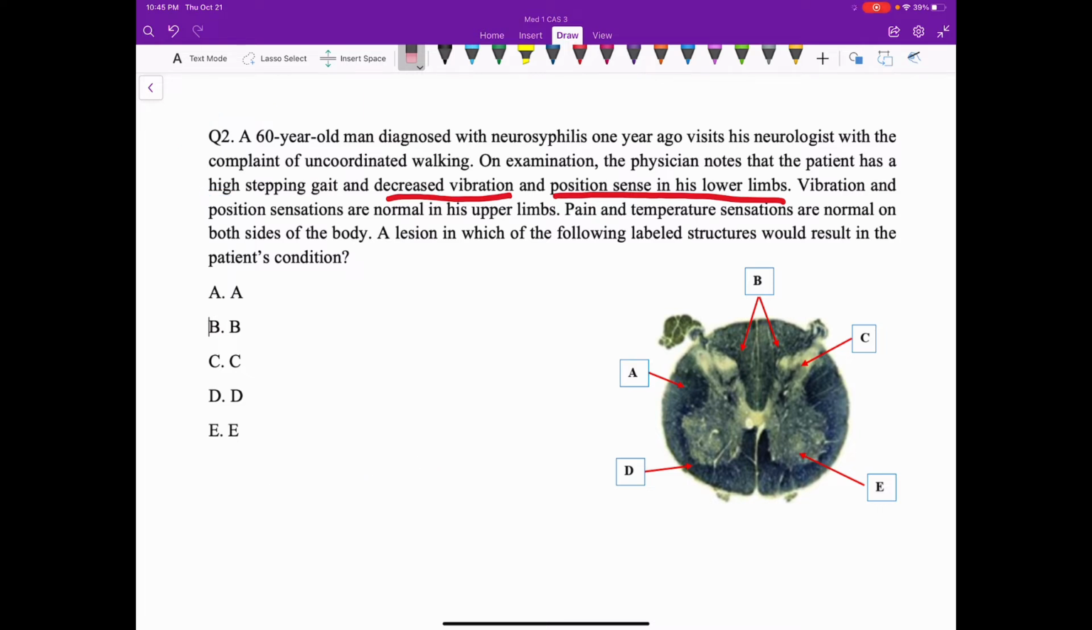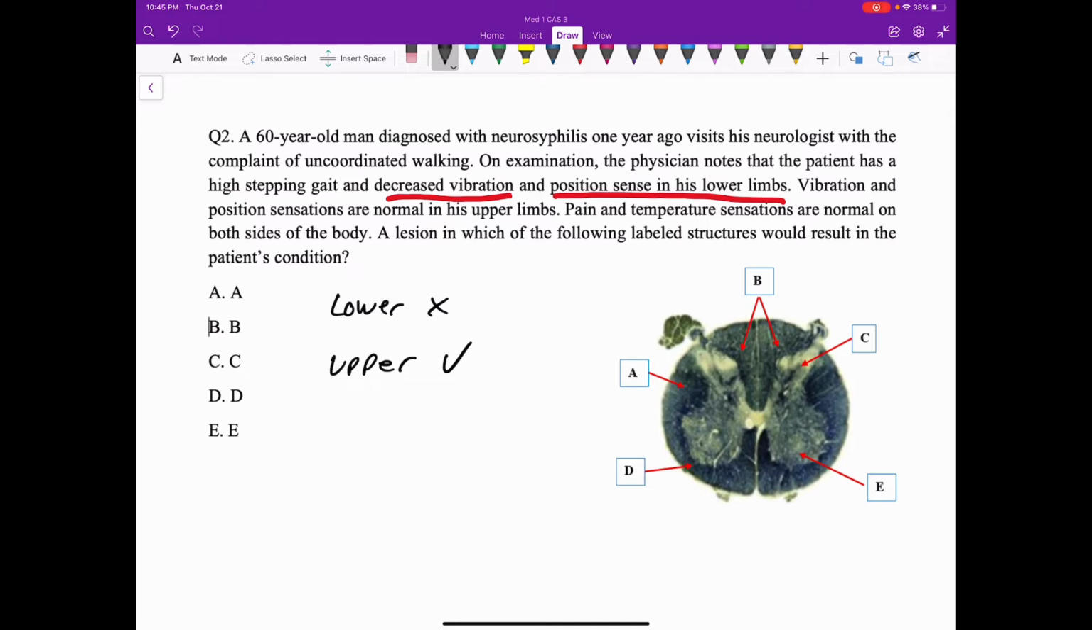Okay, vibration and position sensations are normal in his upper limbs. So his upper limbs are good. So we're going to write lower, bad, upper, good. Okay. A lesion in which of the following labeled structures would result in the patient's condition?